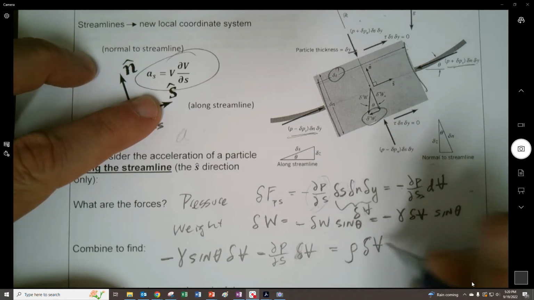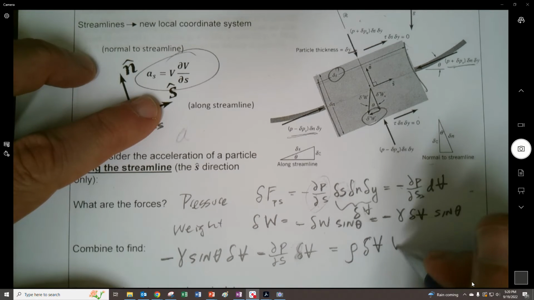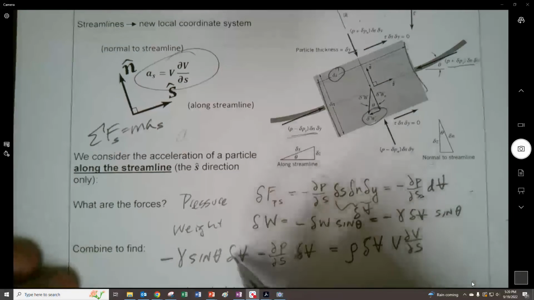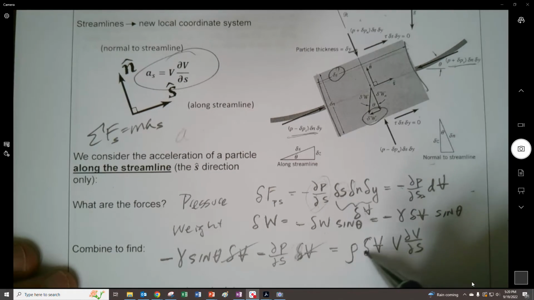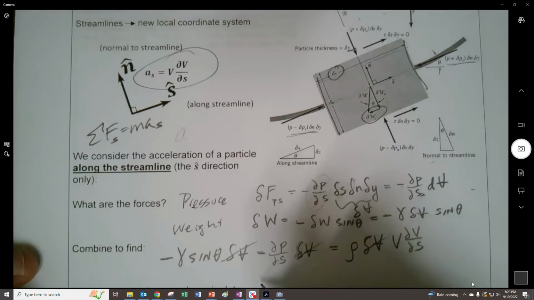And here's my incremental volume. So there's mass right there. That's the mass of the chunk. And then times V del S. Well, we had a nice little thing where we can get rid of all of these volumes. That's good. Now I divided by this, and I need to manipulate a little bit.